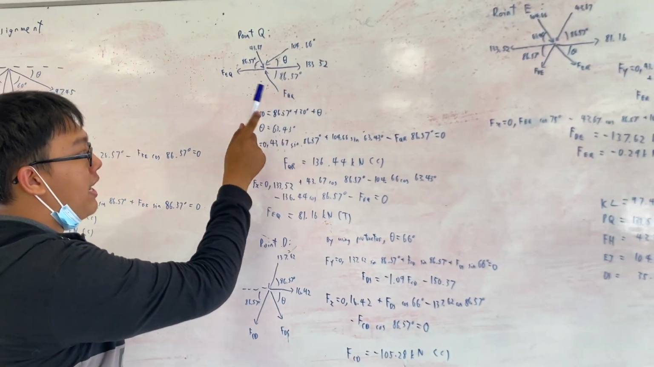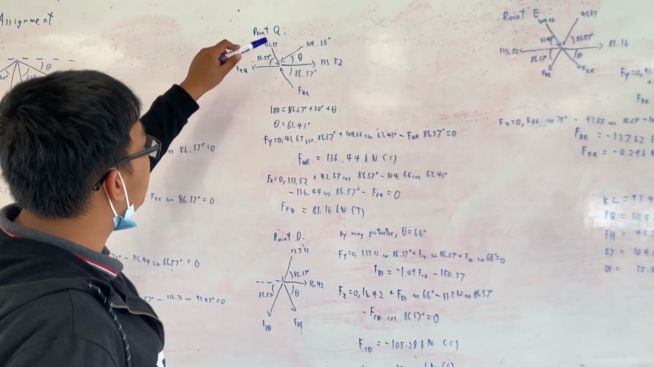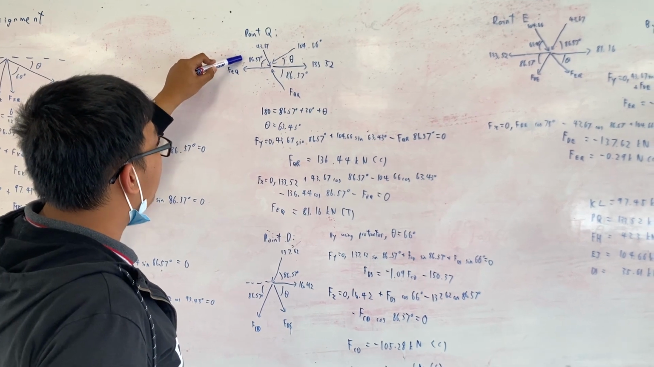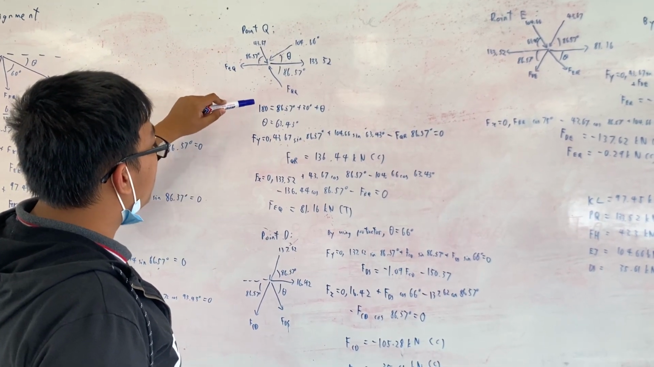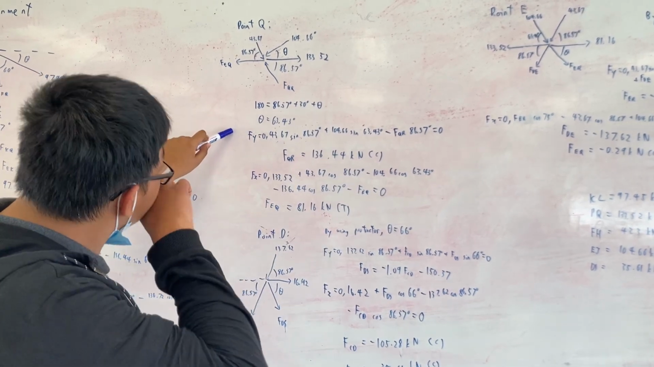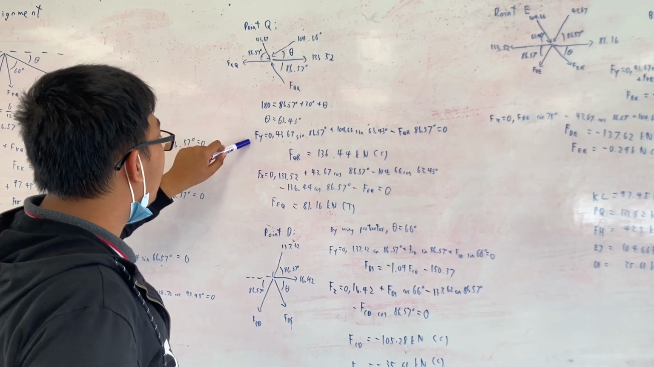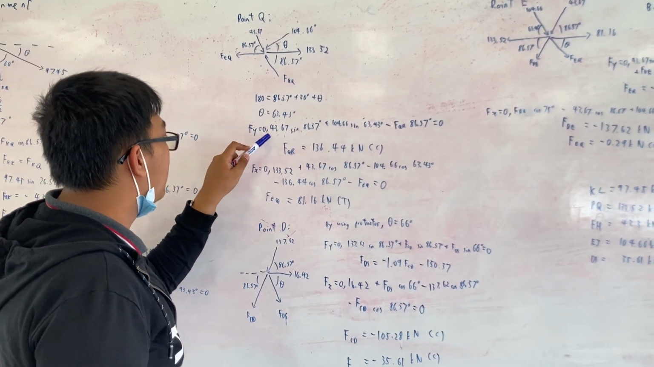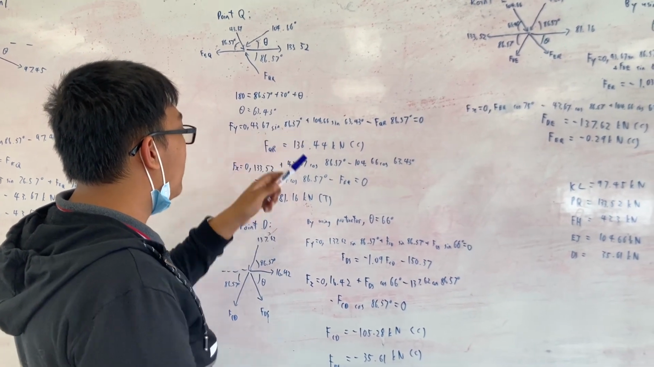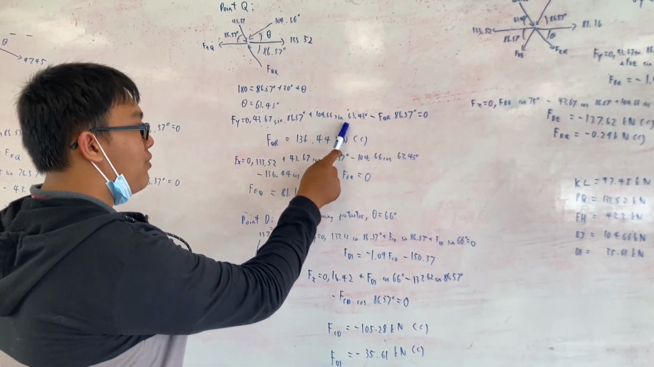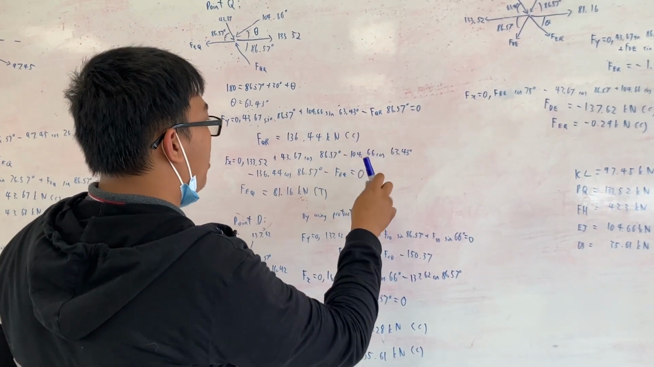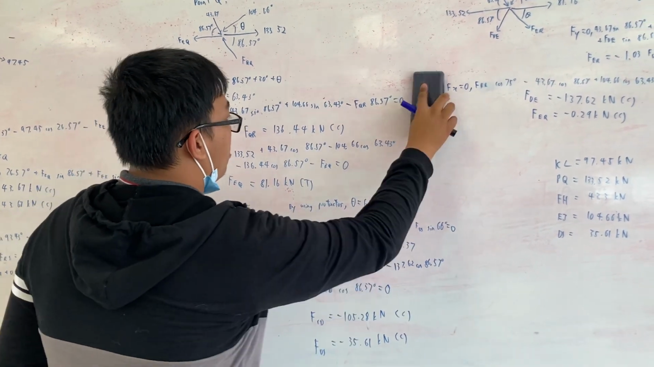Now we move on to point Q. After drawing out the free body diagram, since this is a 30-degree angle, we can use it at the 86.57 degree angle to determine that the delta is equal to 63.43 degrees. With that, we can use it to find the Fy axis, which is 43.67 sine 86.57 plus 104.66 sine 43.43 minus FQR sine 87.57 degrees equals to 0.